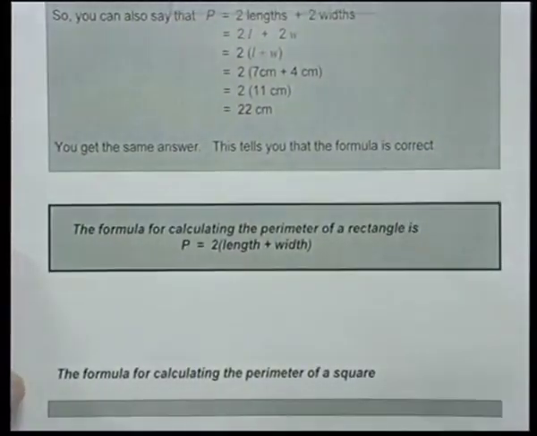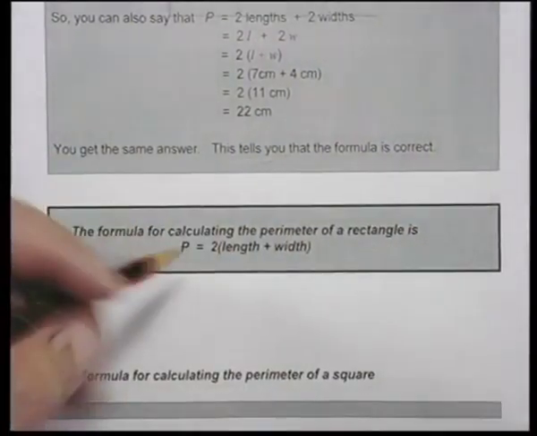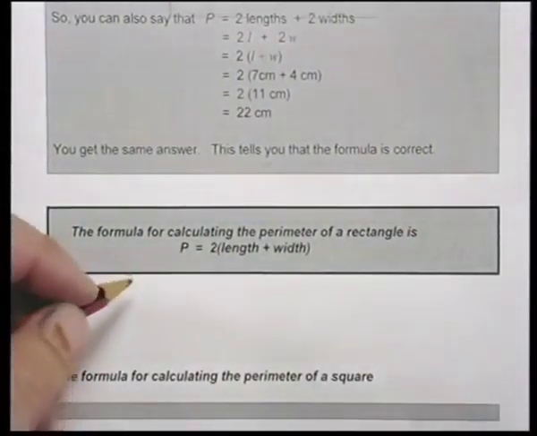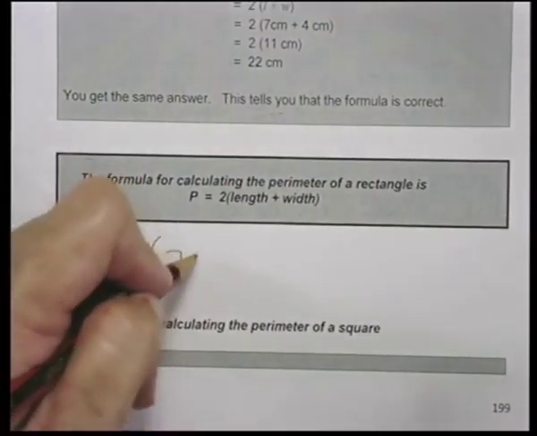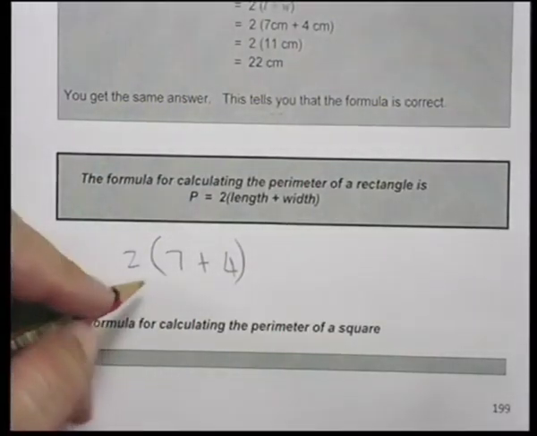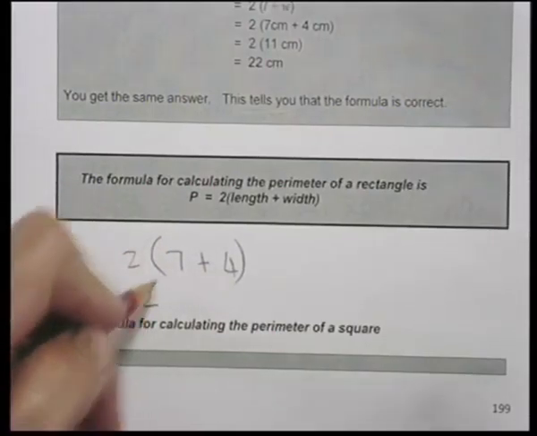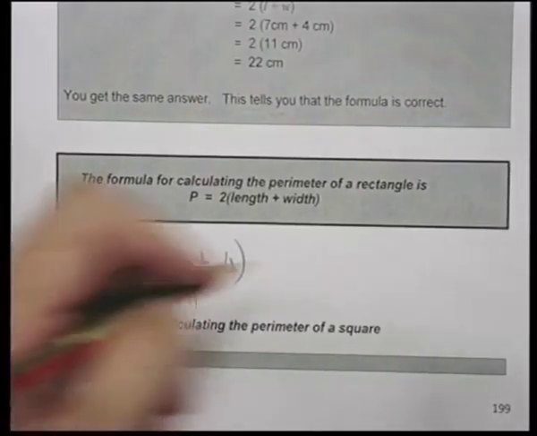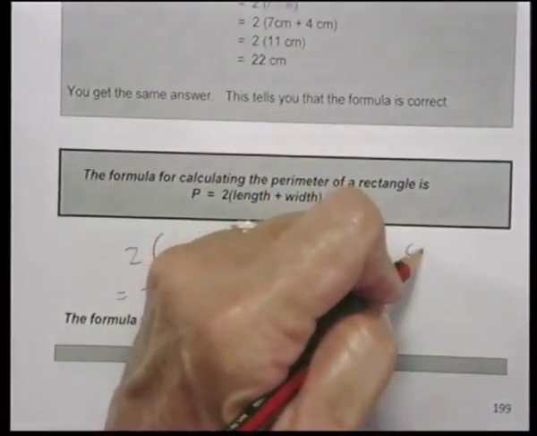The formula for calculating the perimeter of a rectangle is P equals 2 times the length plus the width. So you can do it like this as well: 2 times (7, the length, plus 4, the width). We know that we first must do the brackets. So 2 times 11, which is again 22 centimeters.